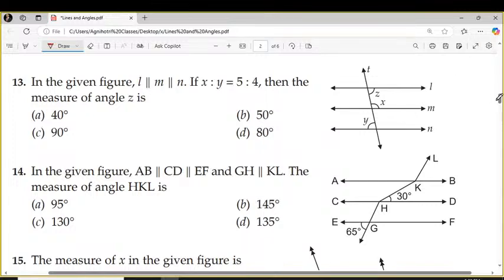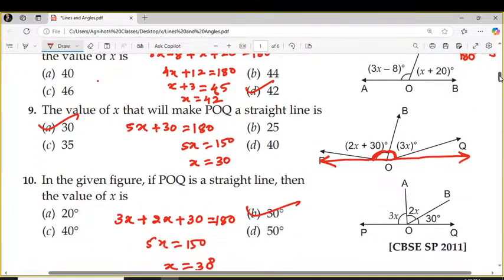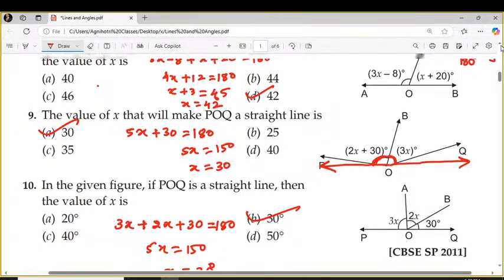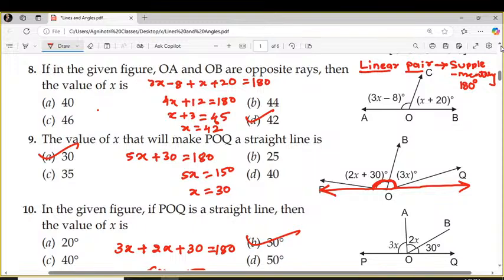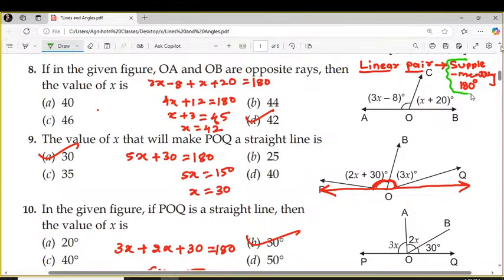Okay, I think you must be okay with all of them, because initially we use the concept of linear angle, like in question number 9. See, in all of these you use the concept of linear pair. What is the linear pair? Can you tell me quickly? Pair of angles, as the name suggests, whose sum is 180. That means two angles that are supplementary are a linear pair.